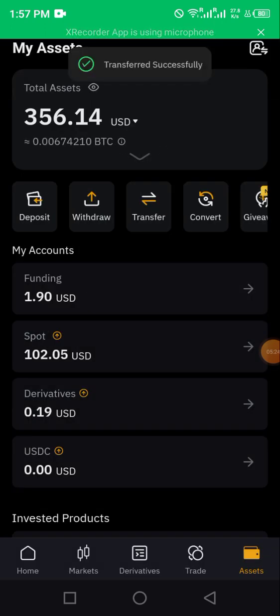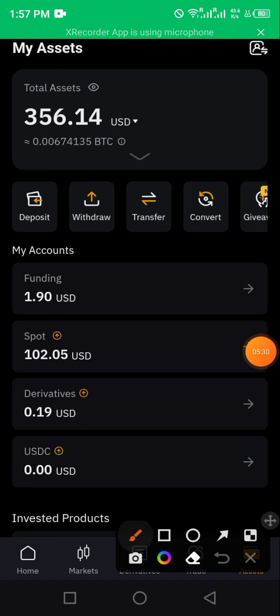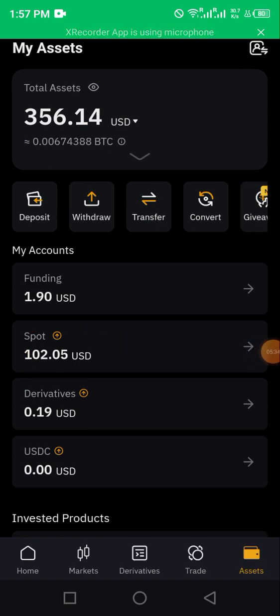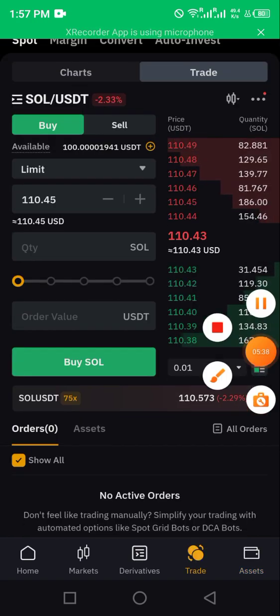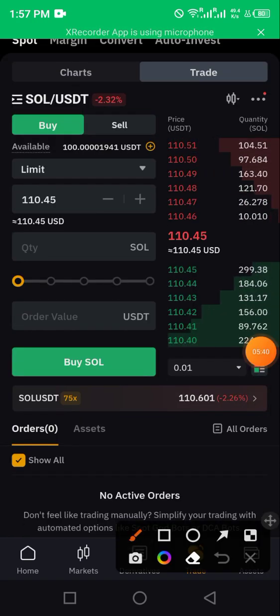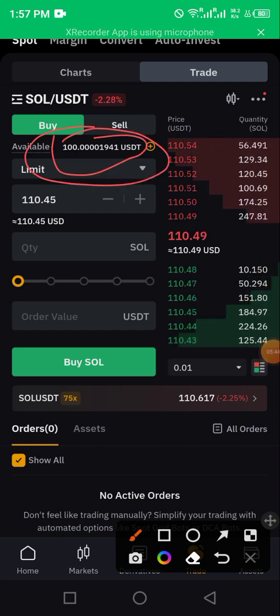You can see it now says transferred successfully. At this juncture, you can see in your spot account that the funds have been transferred. Then you click on your trade session. It now shows you that available is 100, meaning you have funds to effectively carry out whatever trade you want to carry out in your spot session.